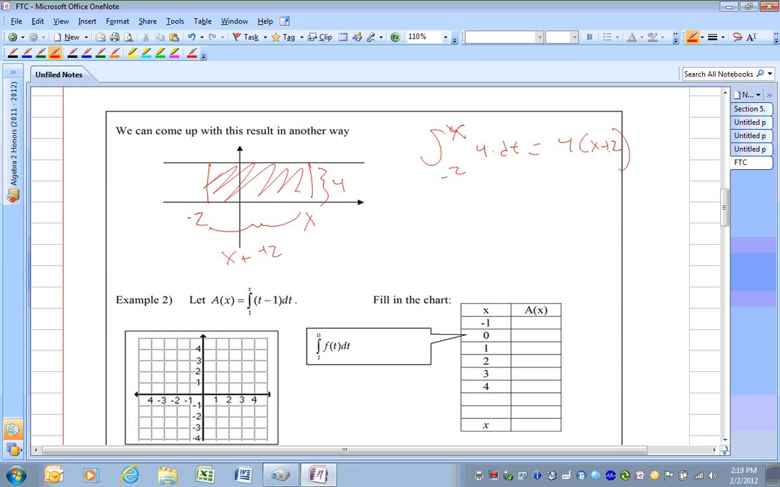What was that? This is a 4. Right here? Where? I don't know. But x. Yeah, it's an x. I'm sorry.